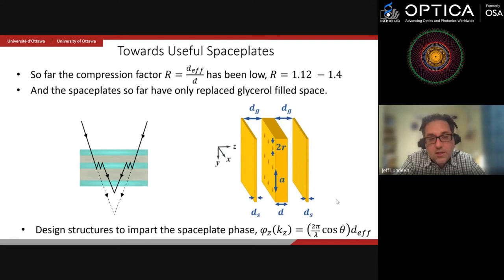So it has to replace space in air. And actually our intention the entire time was to make some sort of microstructured device that directly imprints this phase. So the drawback so far has been that it had to work in glycerol. We don't usually make imaging systems filled with glycerol, although there are some. And then the other problem was that it didn't actually have a very high compression ratio. It didn't replace very much space compared to how much it took up. So the idea is just to design structures that directly target this phase, right?